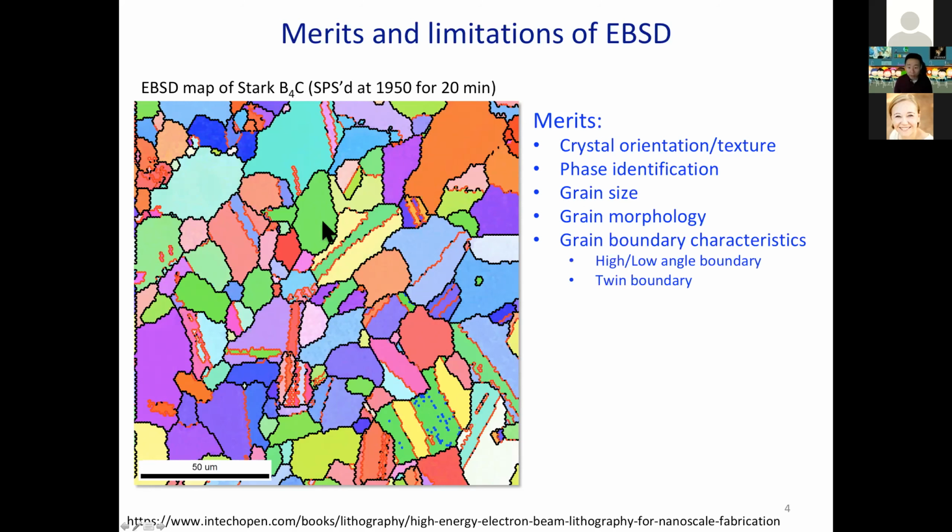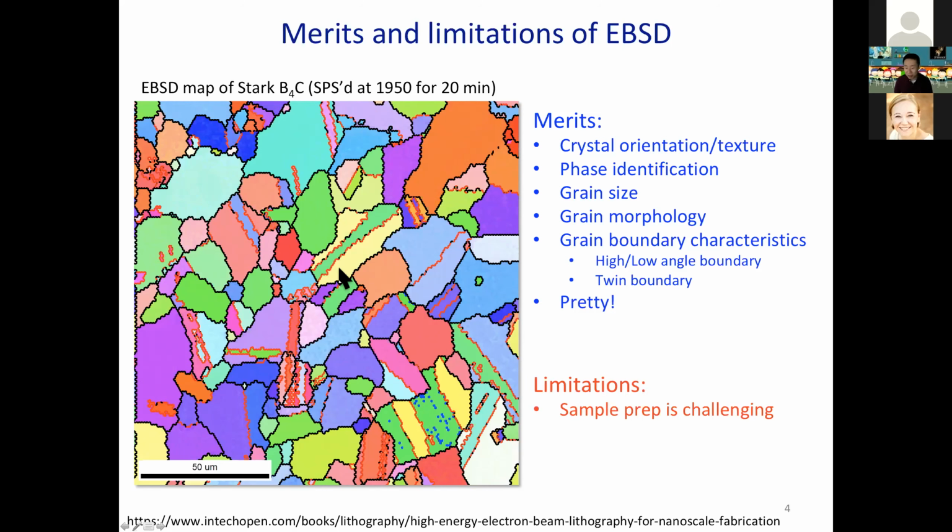Some of the grains are equiaxed in this example, while other grains are elongated. And also we can look at the grain boundary characteristics. For example, we can look at regular grain boundaries. Those are the dark lines in the map. We can also look at the twin boundaries. Those are the red lines in the map. And most importantly, these images are pretty.